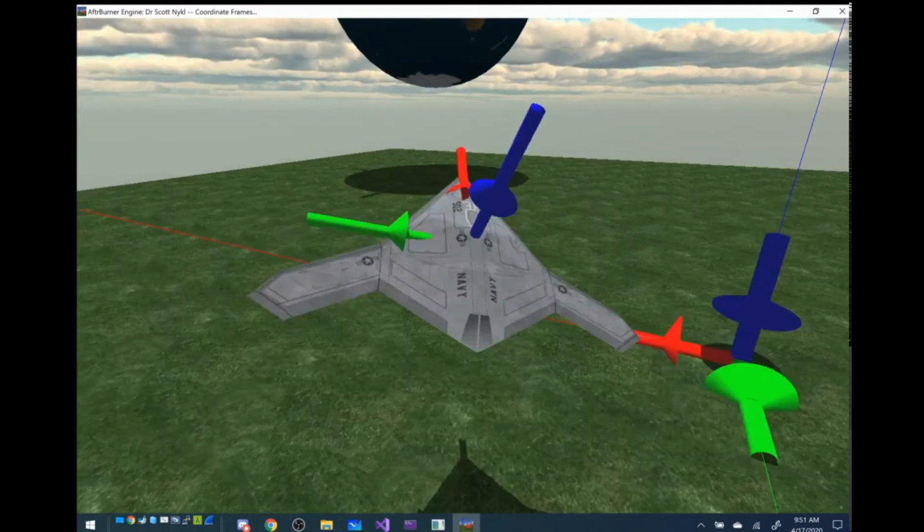So we have this little UAV right here, which has its own local coordinate frame. This local coordinate frame has a red, a green, and a blue axes. All right, RGB, red, green, blue, they correspond to the x-axis, y-axis, and z-axis, respectively.